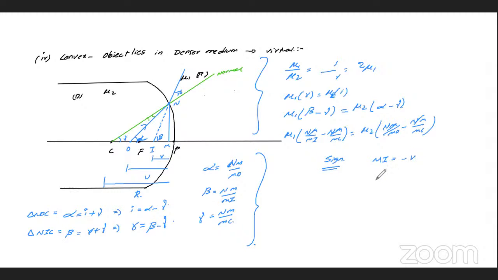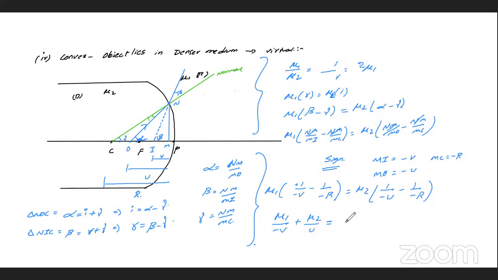I take it as minus v. Mo is equal to minus u and Mc is equal to minus r. I'm going to substitute that relation. So mu1 into Mi is nothing but minus 1 by v, or I'll take it as 1 by minus v, minus 1 by minus r, is equal to mu2 into 1 by minus u minus 1 by minus r. R will be plus here, so here also plus. So the relation will be mu1 by minus v. So mu2, I'll shift it. R values at the other side. So it is plus mu2 by u is equal to mu2 minus mu1 by r.